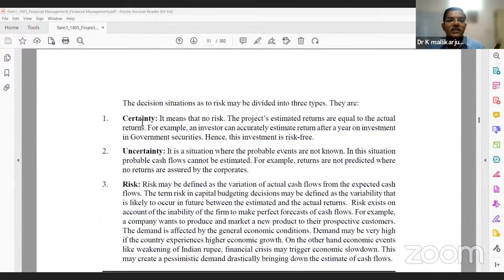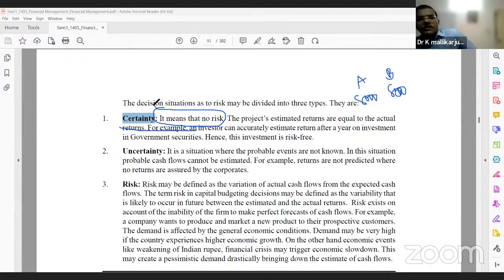Okay, so here, certainty and uncertainty. Certainty means what? We expected 8,000, and we received 8,000. Certainty is there, there is no risk. We estimated 8,000, so this is the budgeted figure. This is the actual figure. It is the same, so there is no risk.